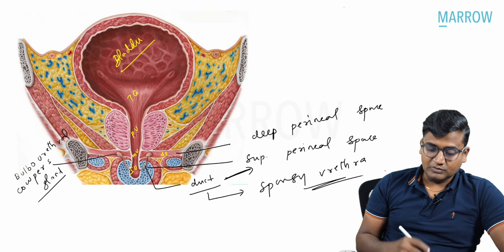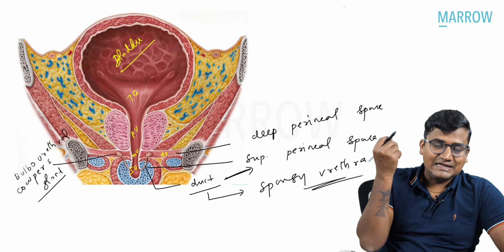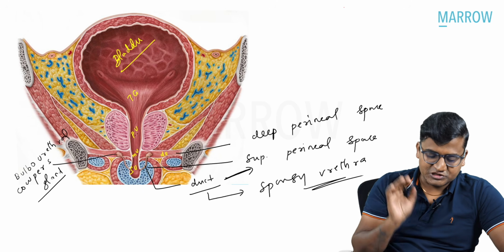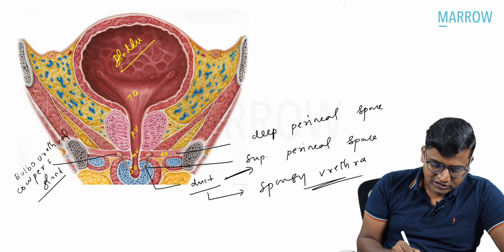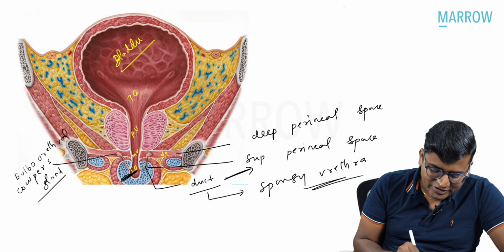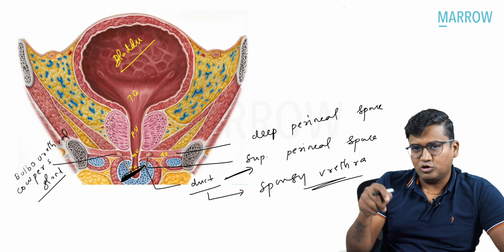Okay. The gland is present in the deep space. The duct is present in the superficial space, opening into the spongy urethra, which is present in the superficial perineal space. So now we have the rupture of the spongy urethra or bulbar urethra. I told you the duct is present here, the duct is opening here.